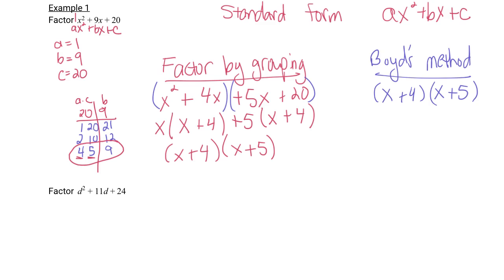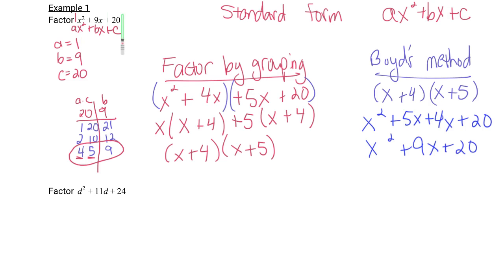Okay, one more thing before we move on. How do we check this? FOIL method is how we check it. X times x is x squared. X times 5 is plus 5x. 4 times x is plus 4x. 4 times 5 is plus 20. Combine like terms, and I get x squared plus 9x plus 20, and that just so happens to be the same original expression we started with.